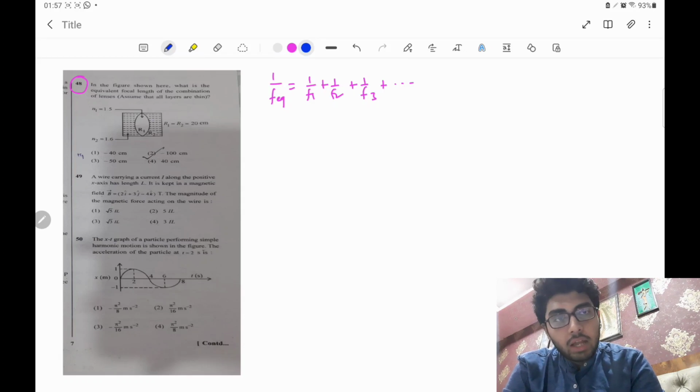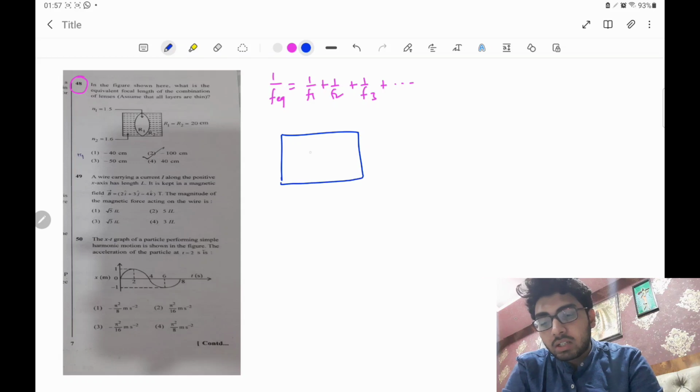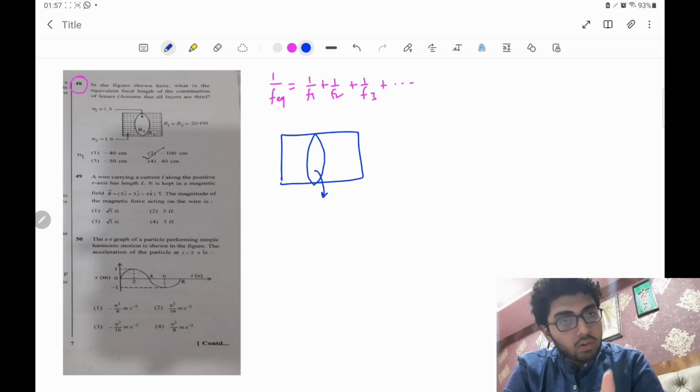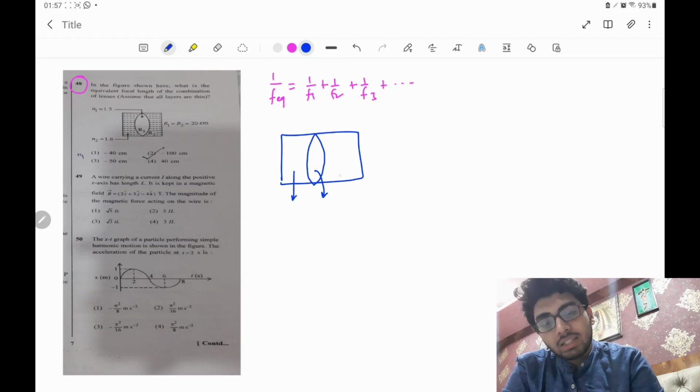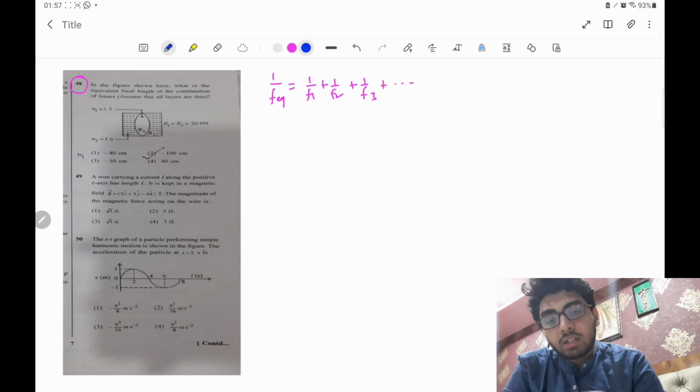Basically there are 3 lenses. You have to understand that when such a combination is given, this is a biconvex lens, and this is a plano-concave, and this is a plano-concave lens. Is that clear? Now come to them one by one, because in your question the focal length is not directly given, and you have to calculate it using the lens maker formula.